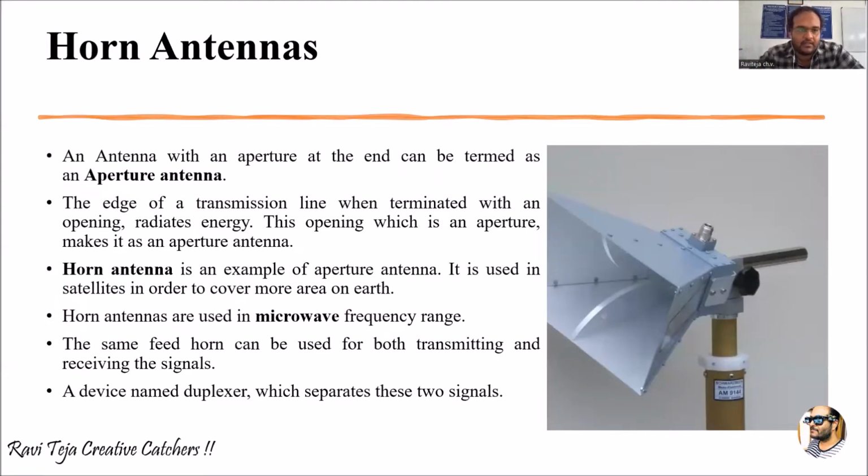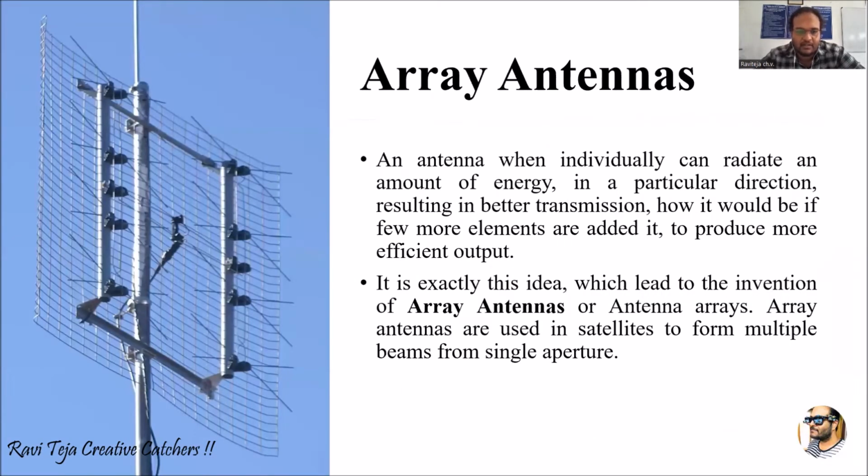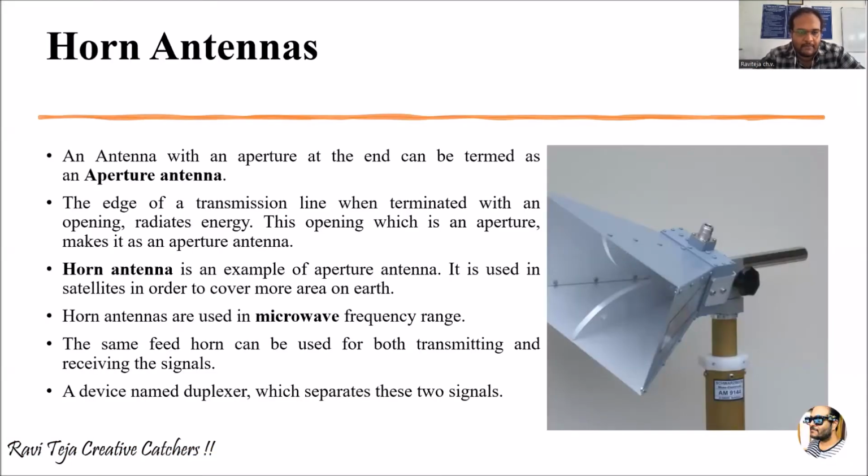Coming to the horn antennas. This will be different in shape; the aperture will be somewhat different. It is an antenna with an aperture. Aperture means it can be considered as an open type, an open prism kind of thing, which can spread the signal very easily in several directions or a wide direction. An antenna with an aperture at the end can be termed an aperture antenna. Aperture antennas are nothing but horn antennas.